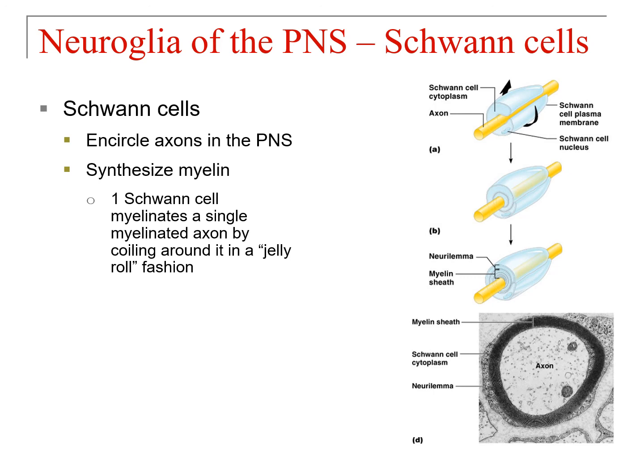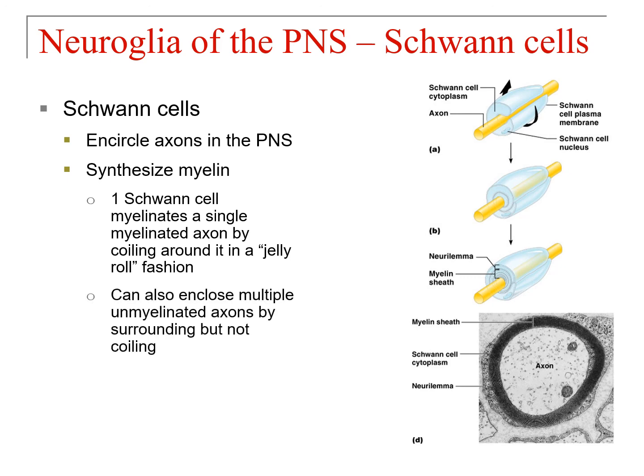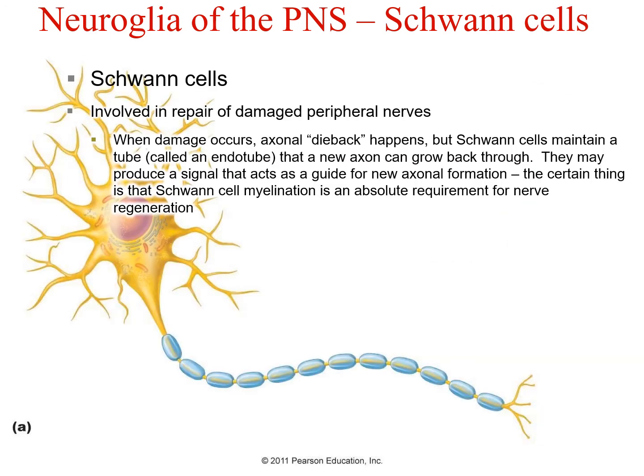So they circle around this myelinated axon. Now, if the axons are in a clump, then they'll surround it. They won't do too much coiling because they have a lot more space to go around. But the axons have to be bundled in order for them to do this. They can't reach out processes to multiple separate axons. Now, Schwann cells are involved in the repair of damaged peripheral nerves.